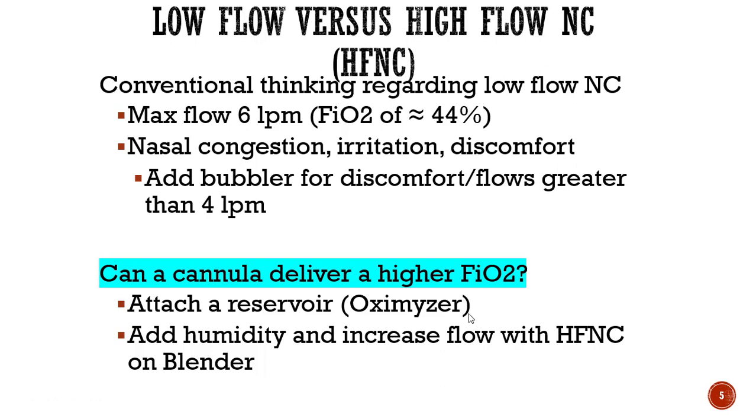Just to really separate the low flow nasal cannula versus the high flow nasal cannula. Most of the time with the low flow nasal cannula, the maximum flow you're going to use is 6 liters per minute, which is approximately 44%. When you get to over 4, you're going to add a bubbler, just because at those higher flow rates on nasal cannulas, they start to get pretty uncomfortable. They cause nasal congestion, irritation, nosebleeds, discomfort. So we add the bubbler in to try to assuage that a little bit.